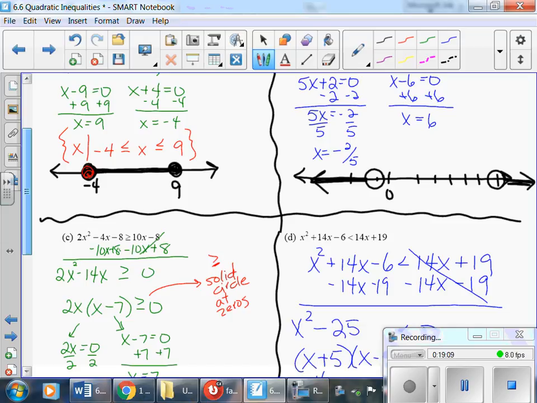And remember, when you have it going in different ways here in B, I'm going to have an or between it. I have open circles, so I'm going to have x is greater than 6, or x is going to be less than negative 2 over 5. Again, if you did it that way, perfect, except true set builder notation looks like that.